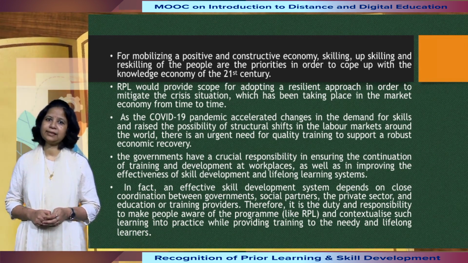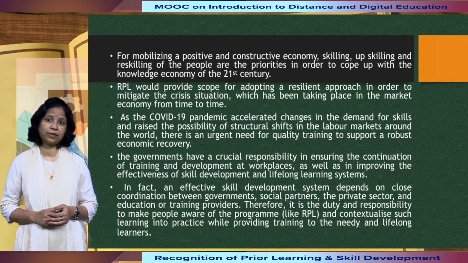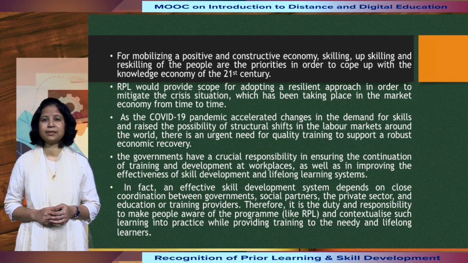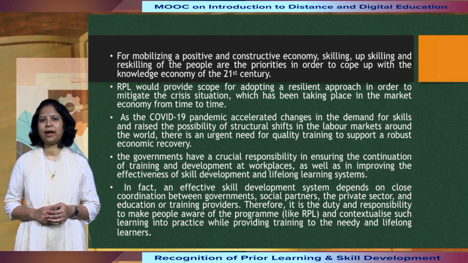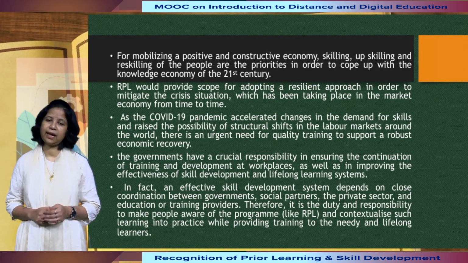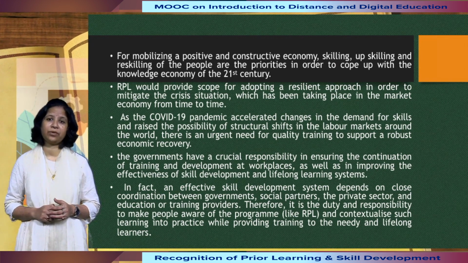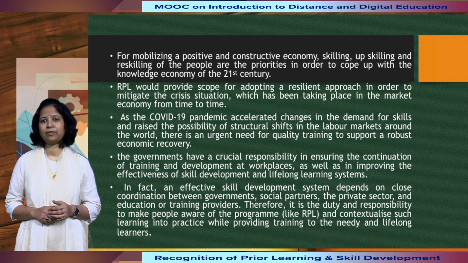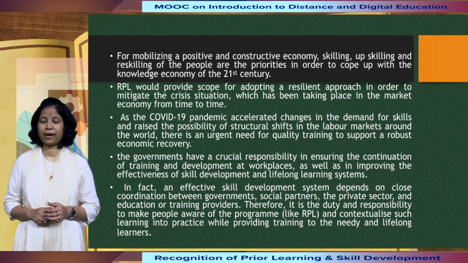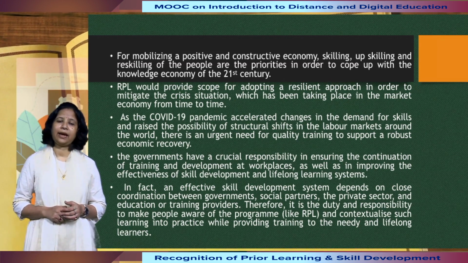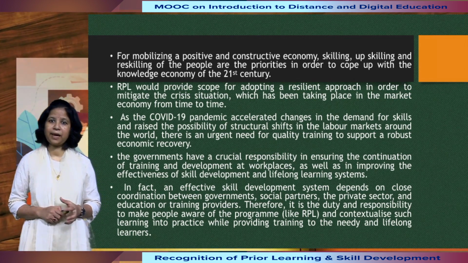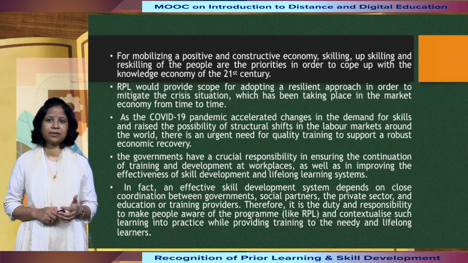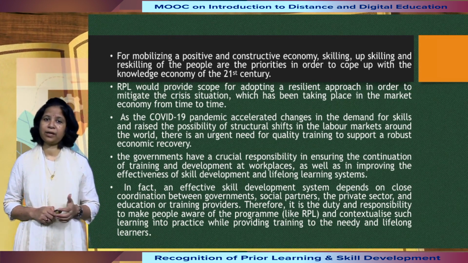In order to enhance the agility and resilience of societies to deal with the changes posed by the pandemic and crises in the future, governments have a crucial responsibility in ensuring the continuation of training and development at the workplace, as well as improving the effectiveness of skill development and lifelong learning systems. In fact, an effective skill development system depends on close coordination between government, social partners, the private sector and the education or training providers.